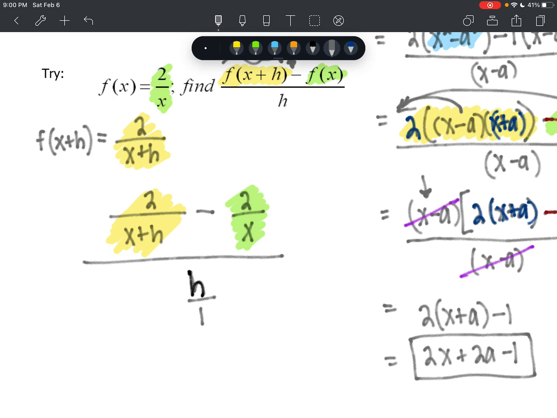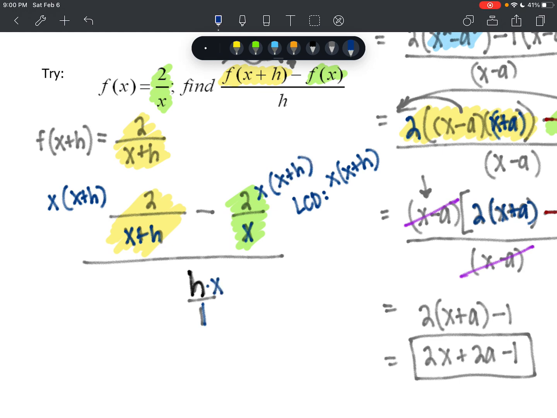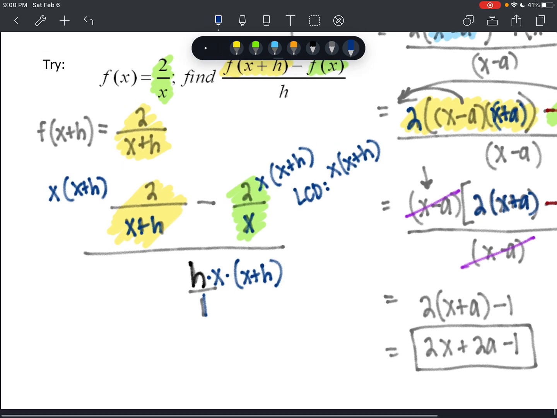I'm going to put h over 1 because I have a complex fraction here. I've got a fraction within a fraction. I have to clear that fraction. So what's common to x plus h, x, and 1? The LCD would be x times x plus h. So I'm going to multiply each term by x times x plus h, and yes, even this denominator.